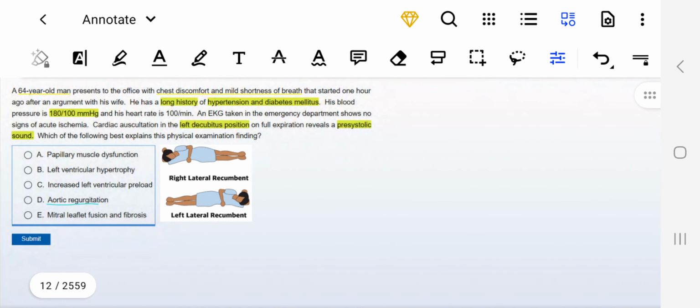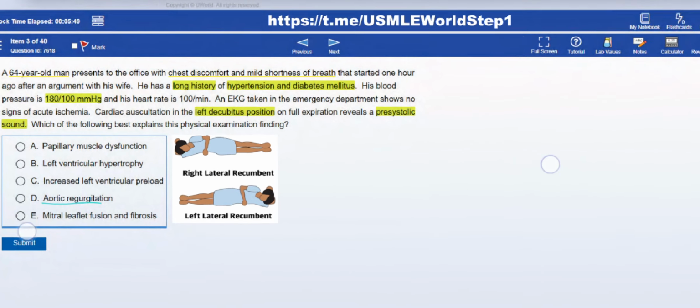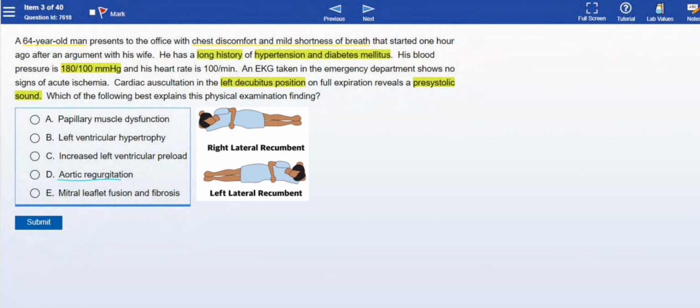Now let us move to the next question. The same way you will do. A 64-year-old man presents to the office with chest discomfort and mild shortness of breath that started 1 hour ago after an argument with his wife.